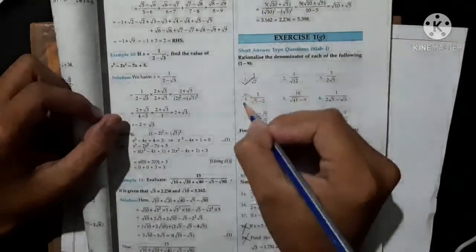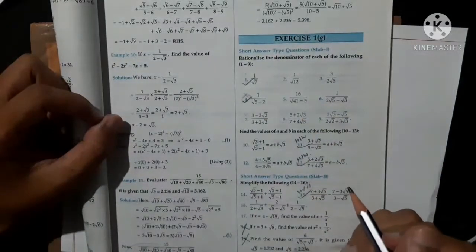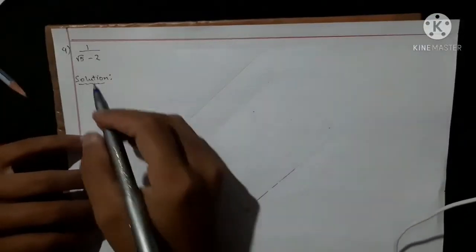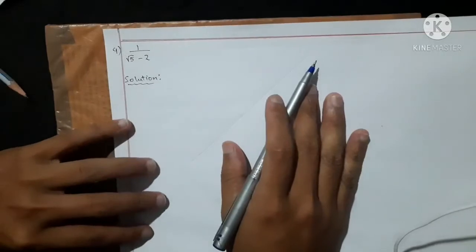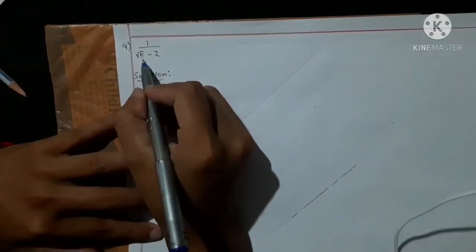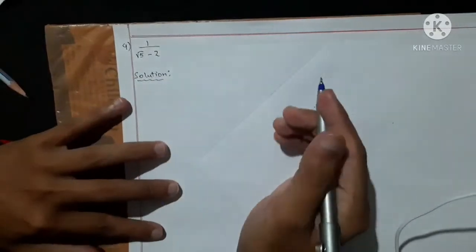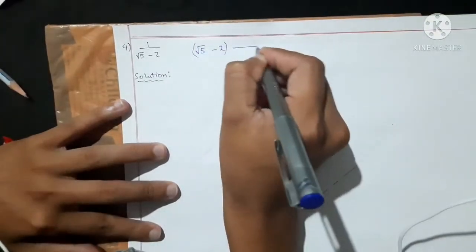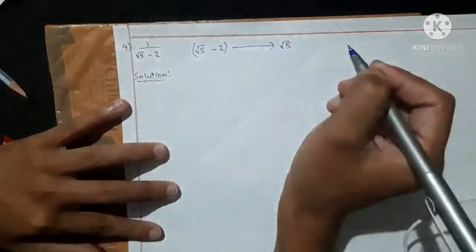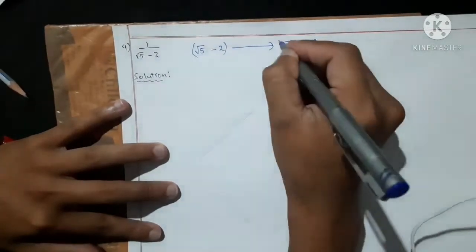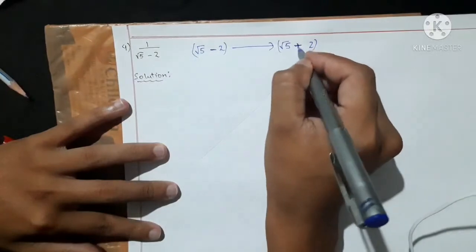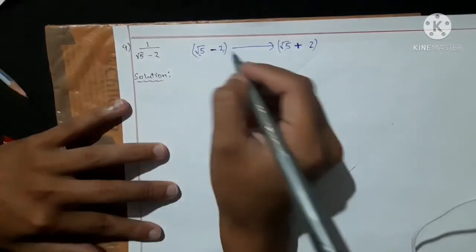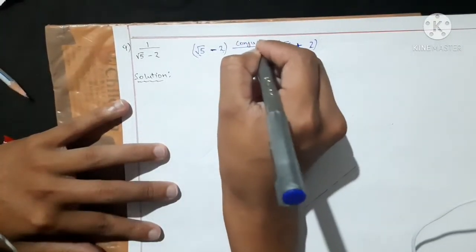Next question is question number 4. Let me first solve question number 4 and then we will solve question number 6. In this type of problem, if we have to rationalize them, we multiply the denominator with their conjugate. So here I have square root 5 minus 2, and the conjugate of this is square root 5 plus 2. If this is minus, then we write this as plus. The numbers stay the same, square root 5 and 2, but there is only a change in sign, hence these are known as the conjugate.